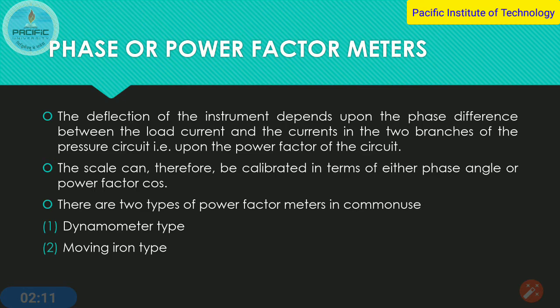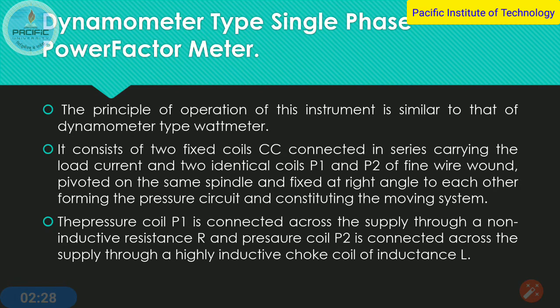Now, there are two types of instruments that are in common use. One is the dynamometer type power factor meter, and the other one is the moving iron type power factor meter. The very first one we will discuss is the dynamometer type single phase power factor meter. The principle of operation of this kind of instrument is similar to the dynamometer type wattmeter, right?